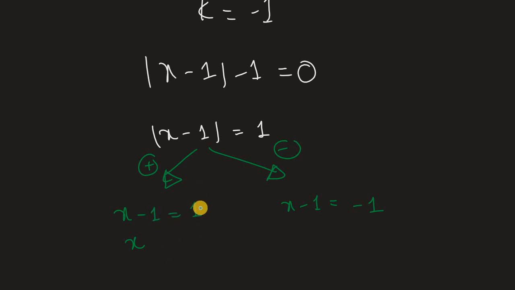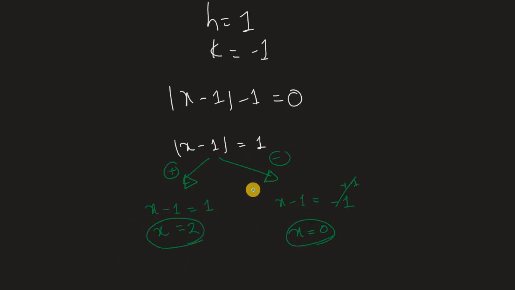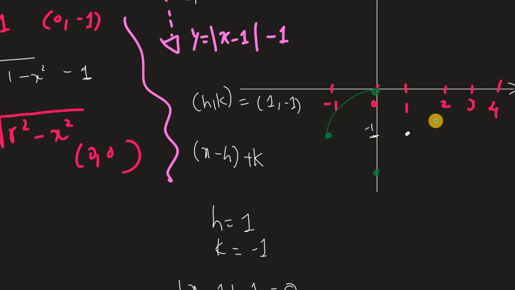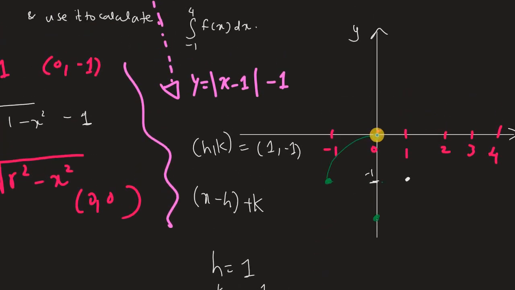Now we solve this. The 1 moves to the other side, that would be +1, so you have 2 over here. And here you move the 1 over, so that would be +1, and then +1 -1 cancels out, so you're just left with 0. So you have two axes: x equals 0 and x equals 2. So x equals 0 over here, and x equals 2 over here.